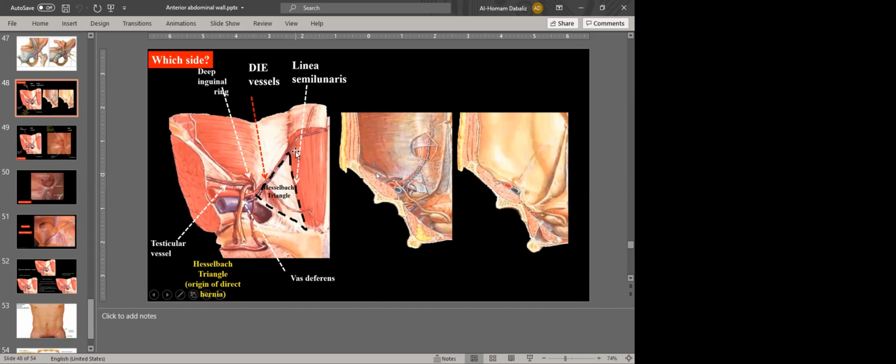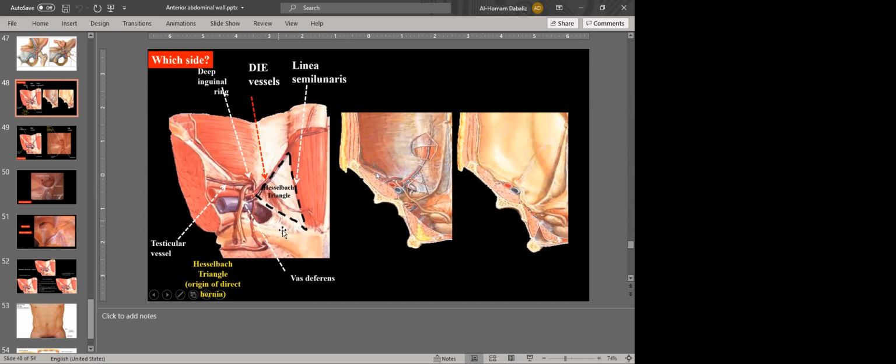And as you can see here, what are its borders? So medially, you have the rectus abdominis muscle, and the lateral border of it we call the linea semilunaris, okay? So it's just the lateral part of the rectus abdominis. Please do not mistake this for the femoral triangle. The femoral triangle is something else, right down here. We are talking about the Hesselbach triangle. So its medial border is the linea semilunaris, which is the lateral side of the rectus abdominis, as you can see. Its floor, or its inferior border, is what? The inguinal canal. Cool. The lateral border is the deep inferior epigastric vessels.